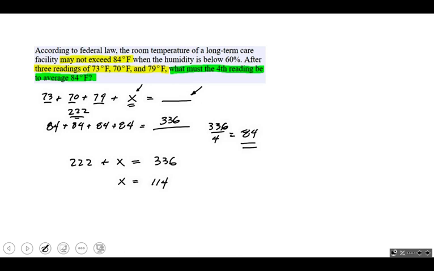So guess what? Our answer, the temperature for our fourth reading, is what seems like an extremely high temperature for a group of senior long-term care facility, but our answer ends up being 114 degrees Fahrenheit.